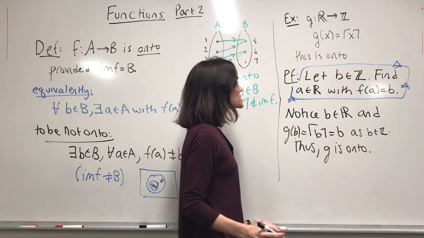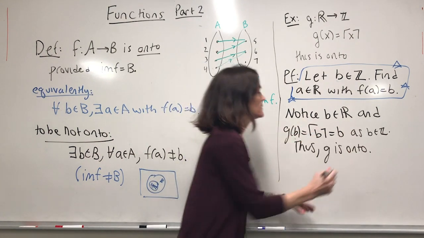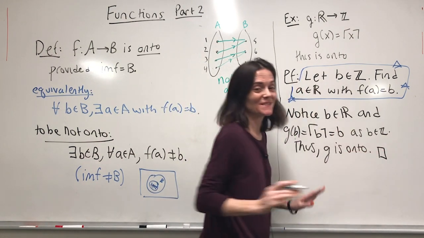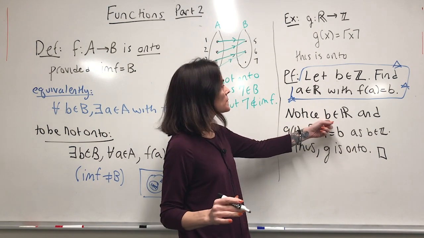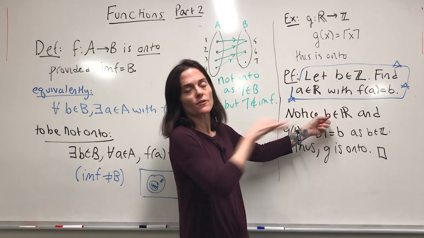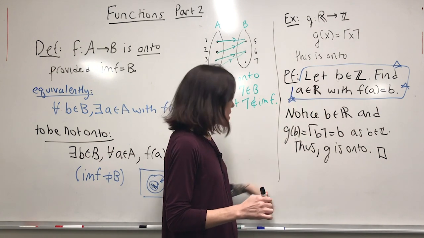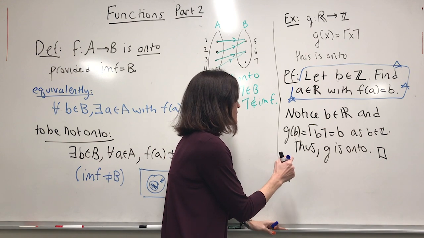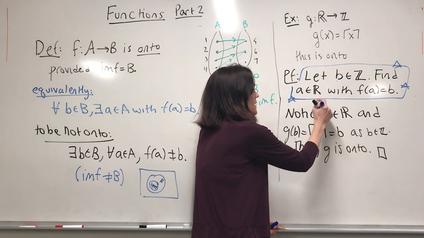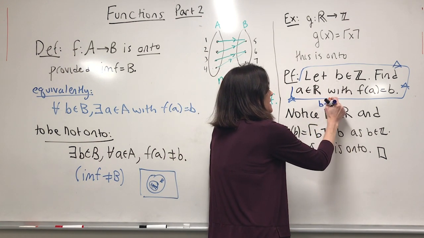Now I've finished; I've shown it's onto. I didn't have to take B itself, because we know there are many different things that map to this one integer. I could have just the same done here, I could have said B minus 0.1.